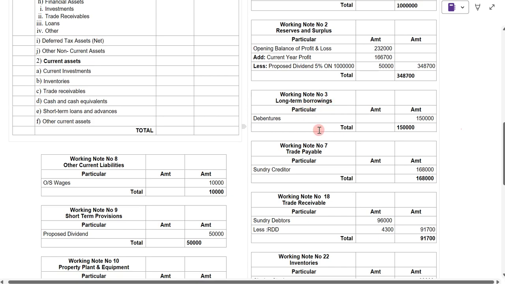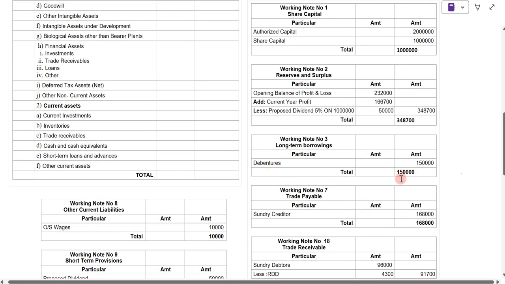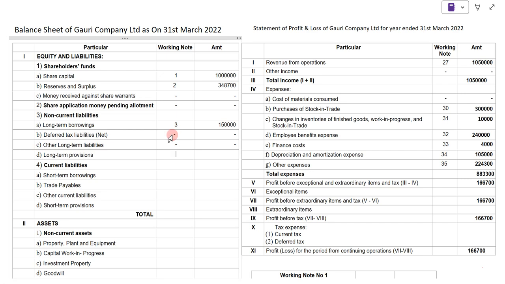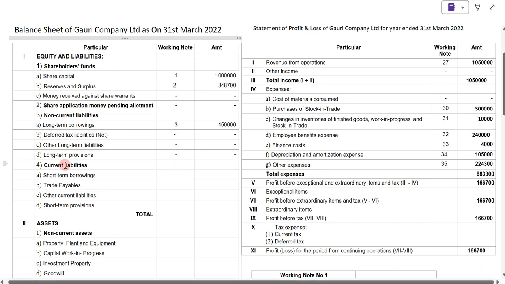Long-term borrowings, note number 3, that is debentures. Debentures is 1,50,000. So note number 3, 1,50,000. Now we don't have deferred liabilities, leave it blank. No long-term provisions, leave it blank. Now next is current liabilities. Under current liabilities we have short-term borrowings, trade payables, other current liabilities and short-term provisions. Now we don't have any short-term borrowings.